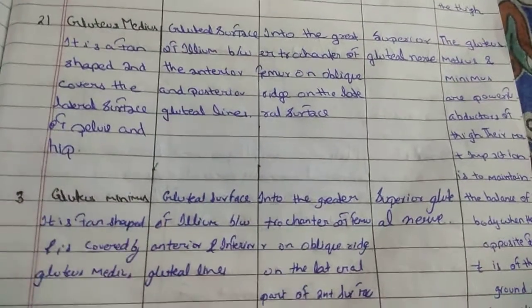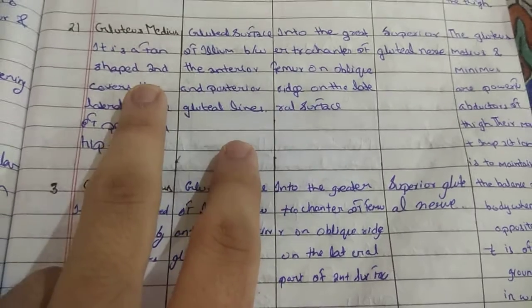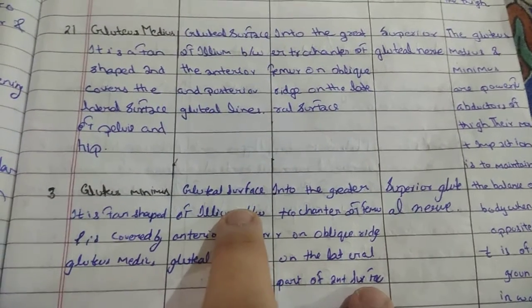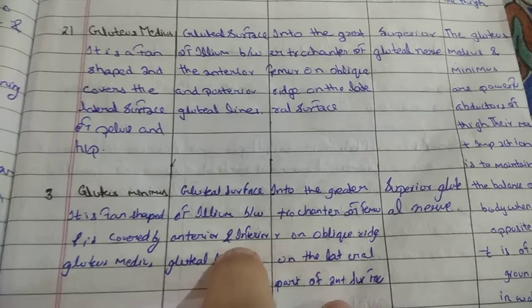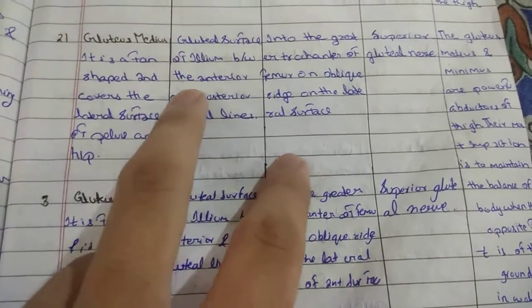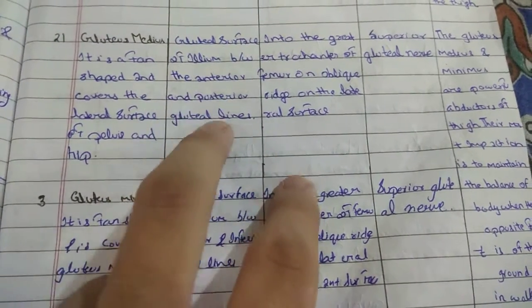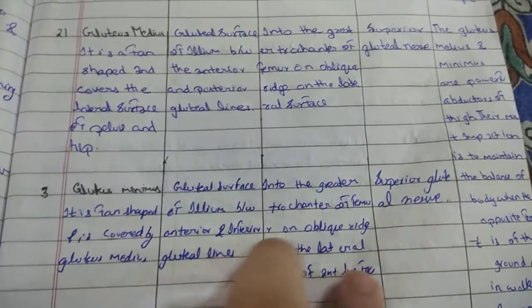Now last is the gluteus minimus. It is also fan shaped, but it is covered by gluteus medius. Origin, gluteal surface of ilium between anterior and inferior gluteal lines. In gluteus medius, the origin was gluteal surface of ilium between anterior and posterior gluteal lines. Here, anterior and inferior gluteal lines.